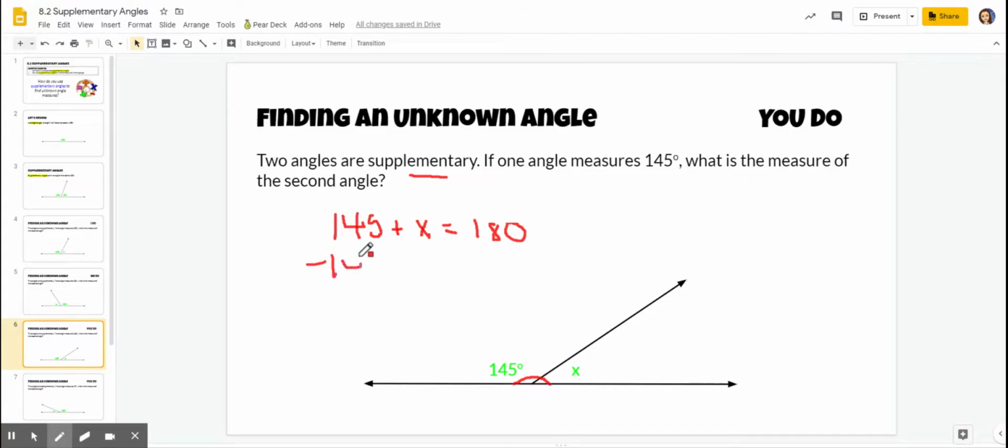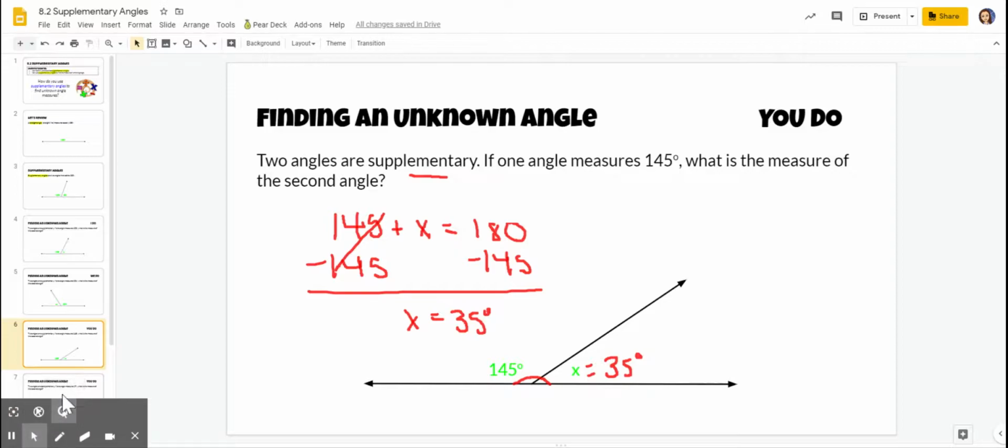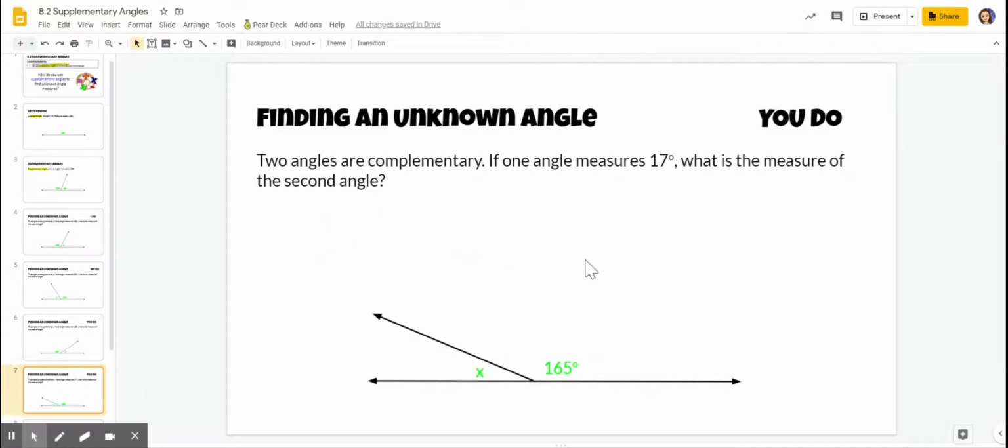So you should have subtracted 145 from this side, 145 from this side, and when you simplify, these cancel, and that leaves us with an angle that measures 35 degrees. And I always like to come over into my diagram here and add that, just because sometimes I have to find more angles, so I like to label them as I find them. Okay? Let's see if you can try this next one completely on your own. So go ahead, see what you come up with, make sure you write your equation, and then you solve to find the measure of the missing angle.